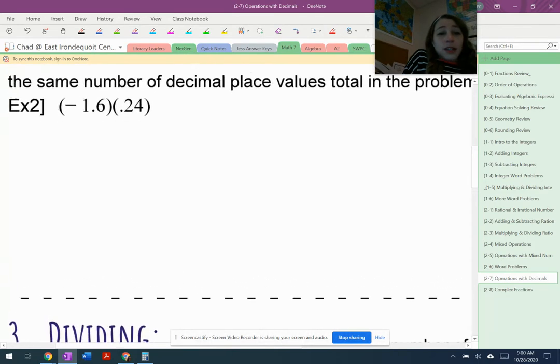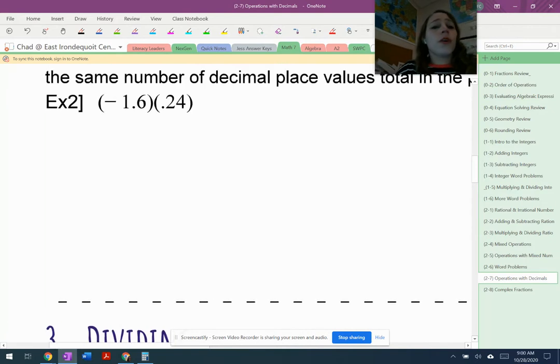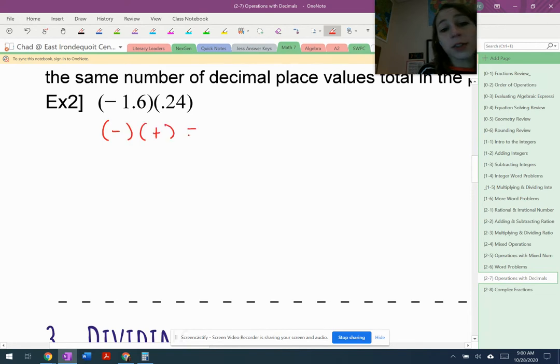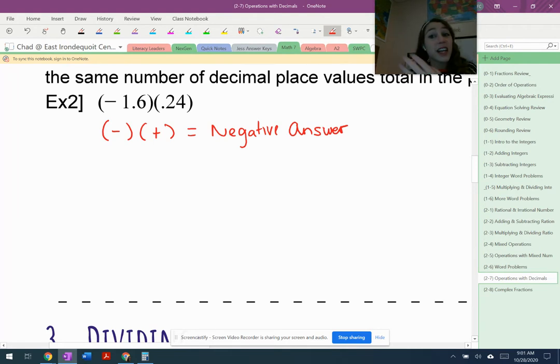So here we are with example 2. Negative 1.6 times 0.24. The first thing I'm realizing here is that I have a negative being multiplied by a positive, which is going to leave me with a negative answer. What I did right here is just save myself from losing any credit if I forget to carry down that negative sign at the end, like many of you do. Here, you're showing me that you know a negative times a positive should result in a negative answer. So if you do end up with the positive and you forget, I can still give you a lot of credit for that.